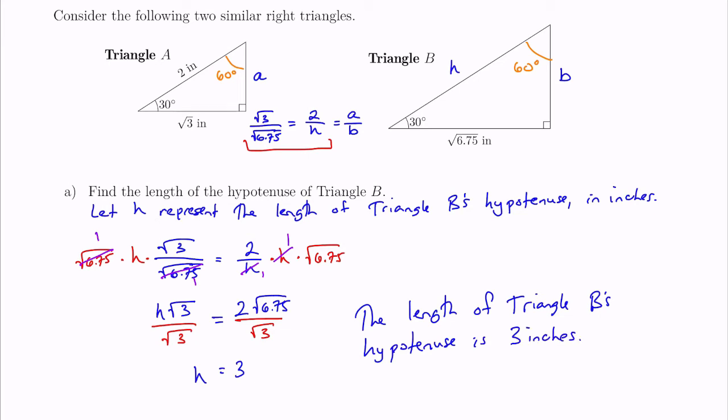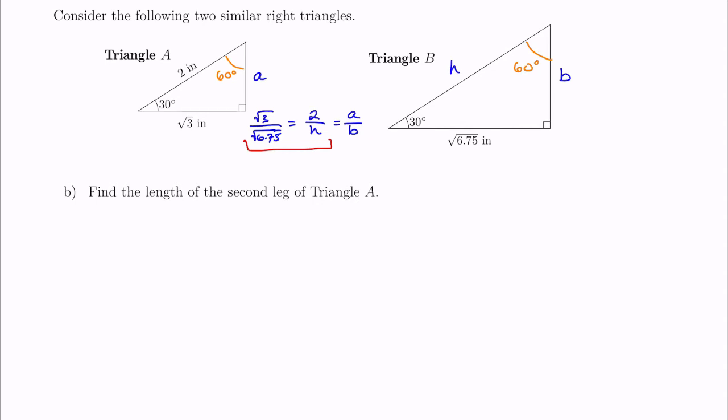In part B, we need to find the length of the second leg of triangle A. Well, looking at the proportions and the ratios that we have set up, to find the length of the second leg of triangle A, which is that lowercase a, you'll notice that our equation would require us to know the length of B. Since we know neither of those two sides, these ratios and proportions, the similarity, is not going to help us find the length of the second leg of triangle A. So we'll have to approach this in a slightly different way.